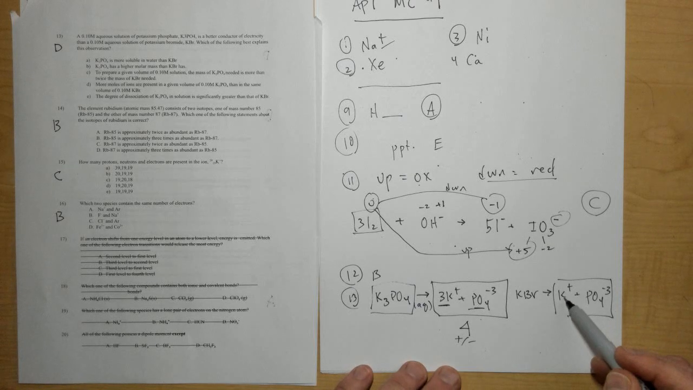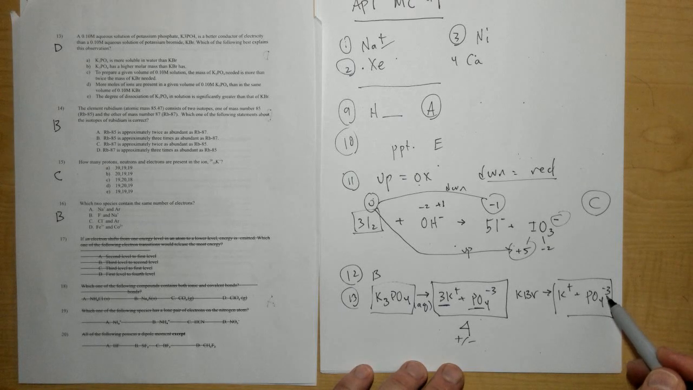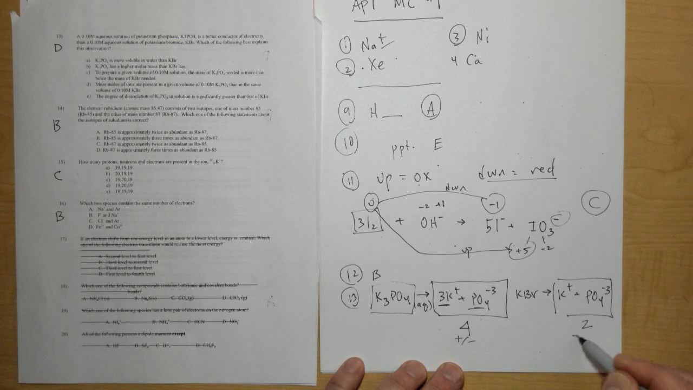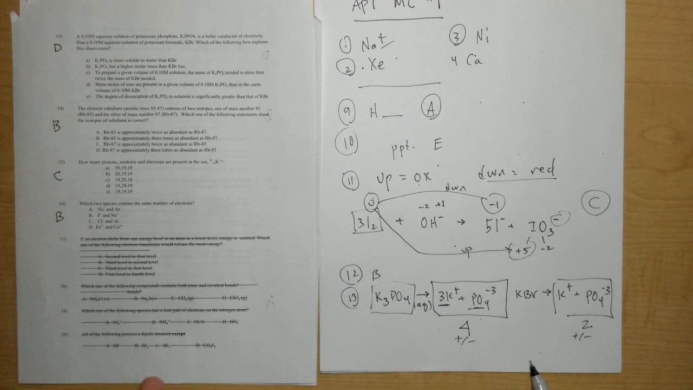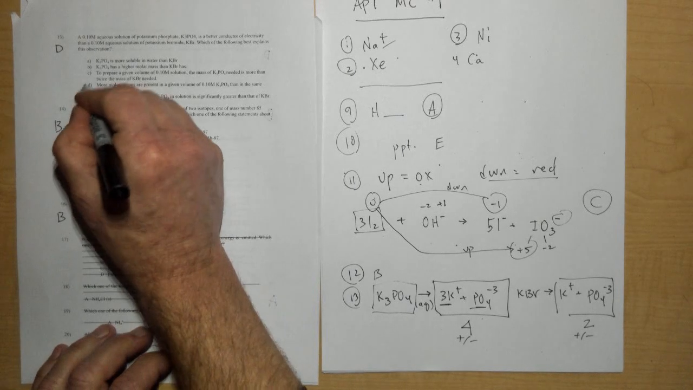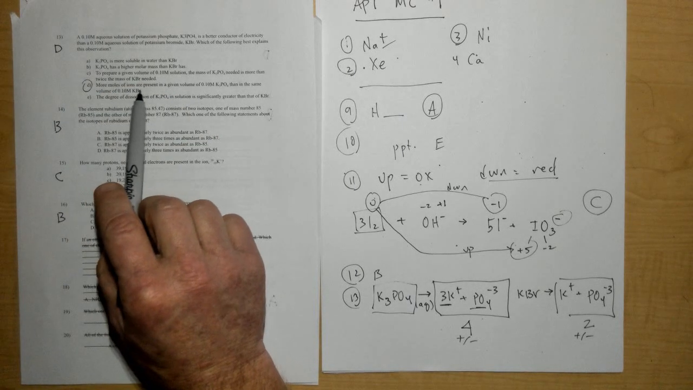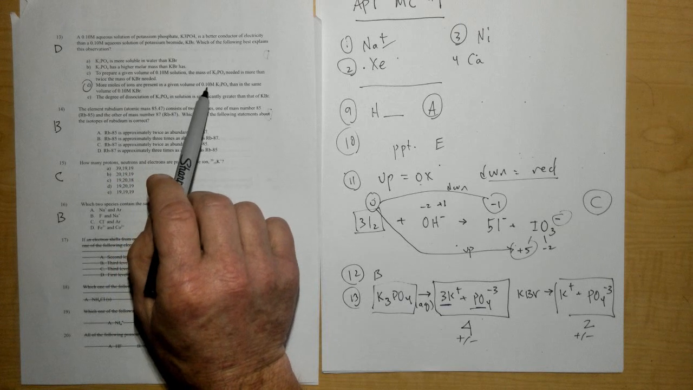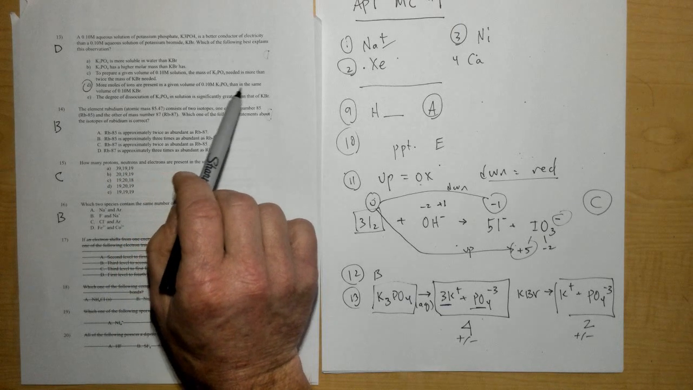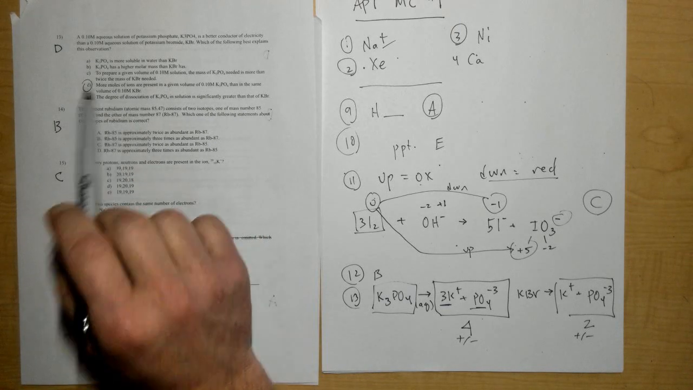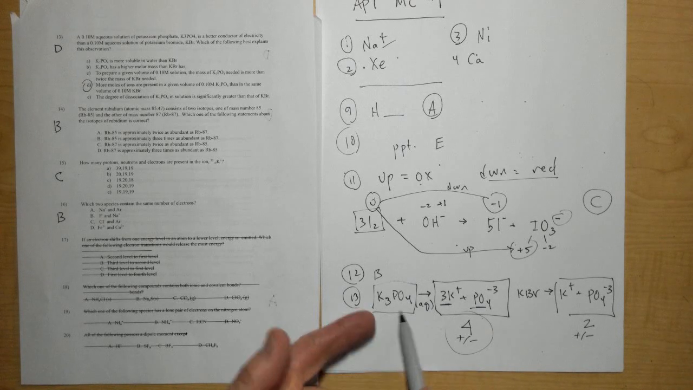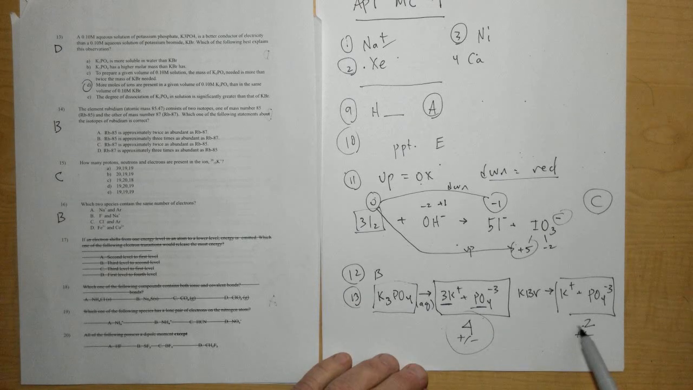Here you're going to get 1 K plus and 1 Br minus. And so you're going to get 2 plus or minus things. And so which one is going to give you more pluses and minuses? That's the one that's going to give you more electrical conductivity. And so letter D says right here, more moles of ions are present in a given volume of 0.1 molar K3PO4 than in the same volume of 0.1 molar KBr. Because you're giving 4 for every 1 formula unit here, here you're only getting 2 for each formula unit.